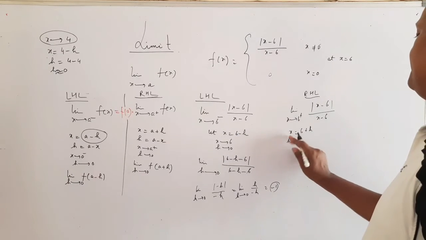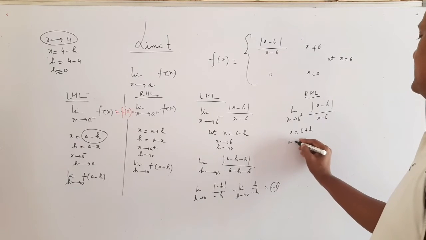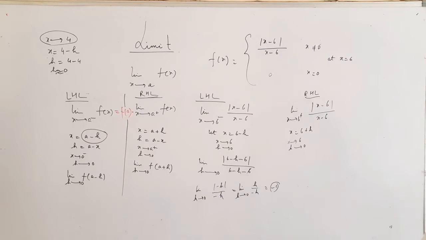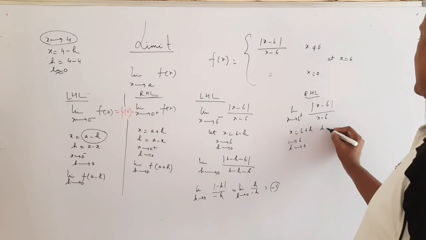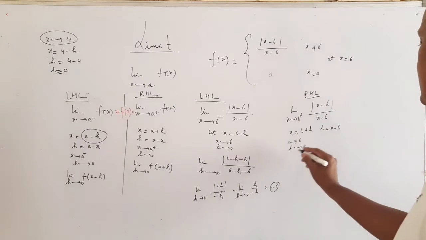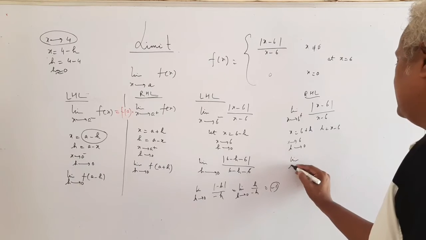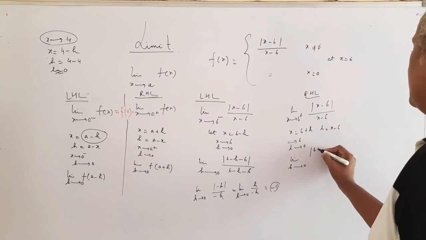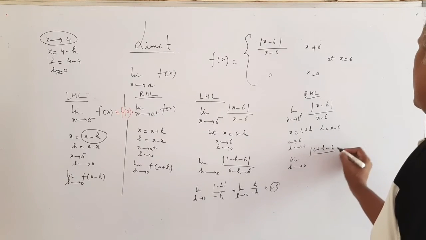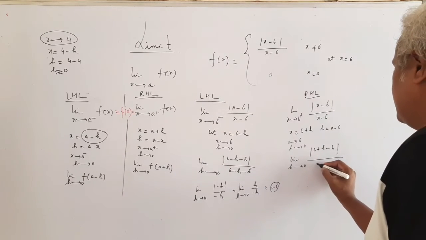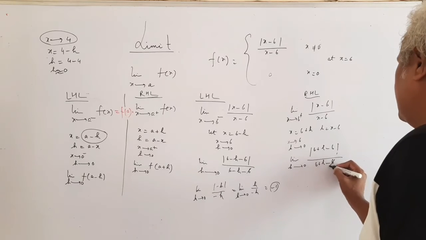So when x tends to 6, then h tends to 0, because here you are getting h as x minus 6. So now the whole equation can be written as limit h tends to 0, and in place of x you write 6 plus h, that is mod of 6 plus h minus 6 over 6 plus h minus 6.